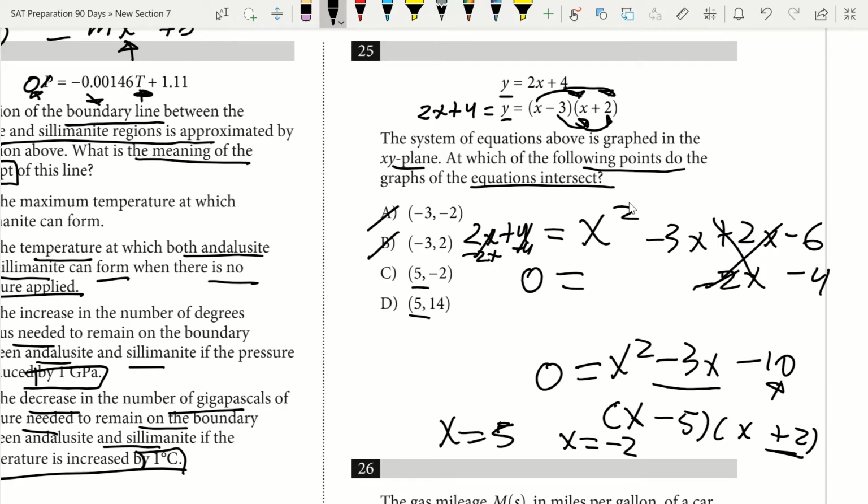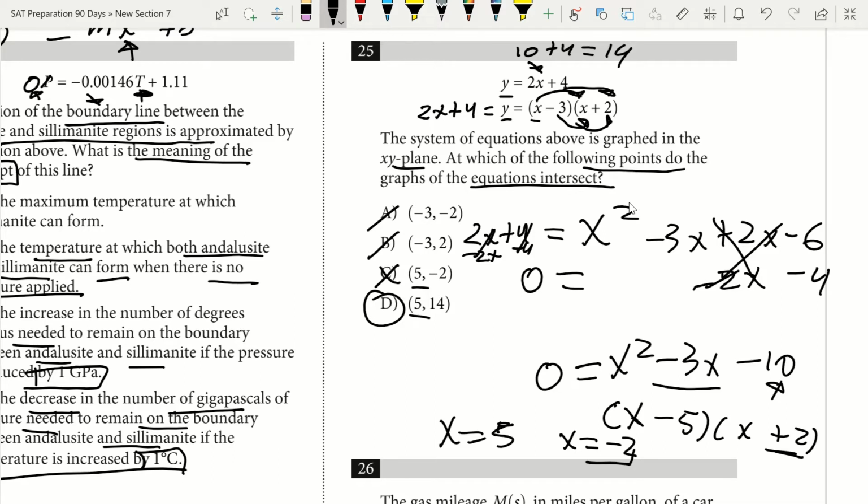So I plug in 5. I got 5 times 2, that's going to give me 10. 10 plus 4 is going to give me 14. I know that that's going to have to be my answer because my other option isn't even included here, right? So 5 and 14 would have to be my answer. I'll go ahead and show you how that's true, though, by plugging in down here as well.